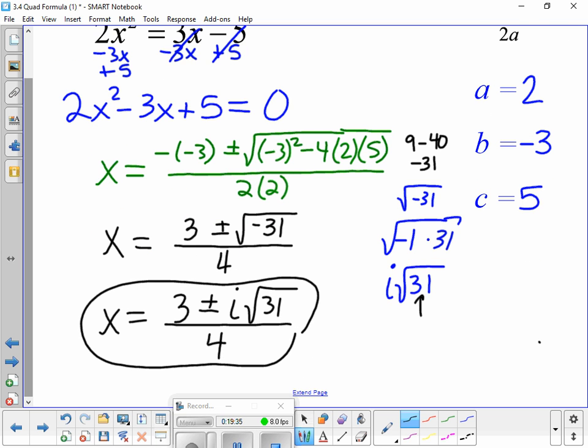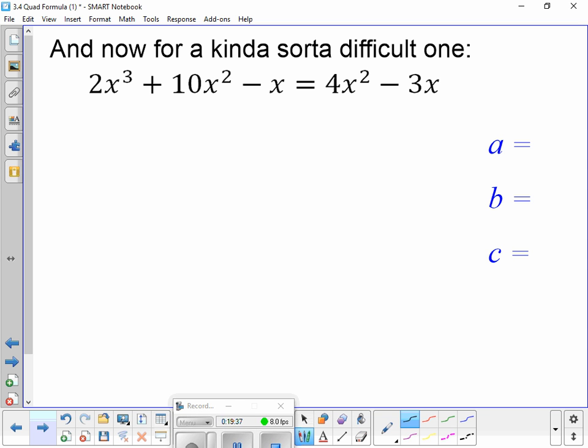Okay, last one. It says it's kind of sort of difficult, but I don't think it's too bad. The equation itself does look a bit complex. We have 2x cubed plus 10x squared minus x is equal to 4x squared minus 3x.